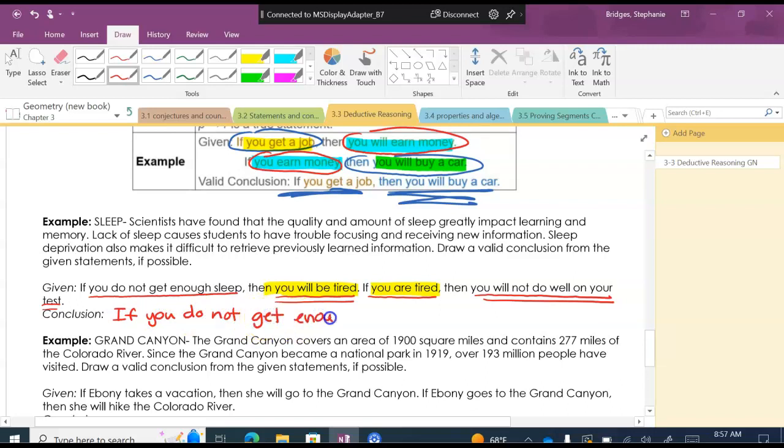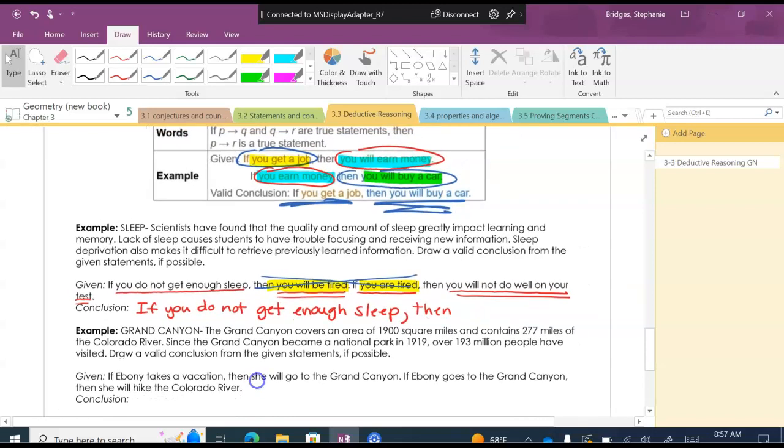Then what we basically do is we forget about those two pieces that were the same. We're going to kind of nix those out, and we'll put in that last conclusion. Then you will not do well on your test.